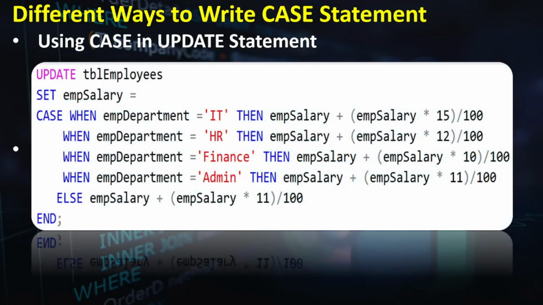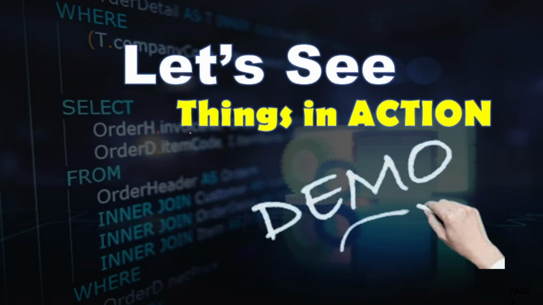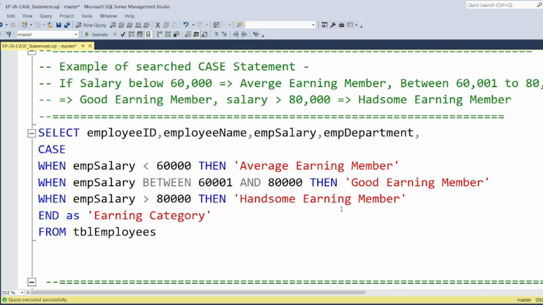We can also write case statement in update, wherein I am updating employee salary. So let's say that there is a situation where we want to provide the bonus or the salary hike for all employees. If it is IT department, then the salary hike will be 15%. If it is HR department, then the salary hike will be 12%. If it is finance department, then the salary hike would be 10%. So let's go and see these things in action. This is the first example wherein you are going to use searched case. In this, we are not supplying the field name here.